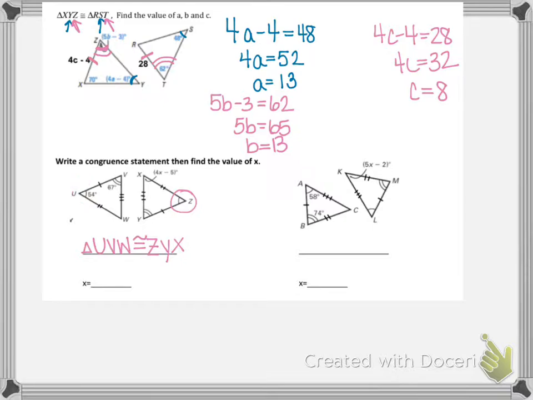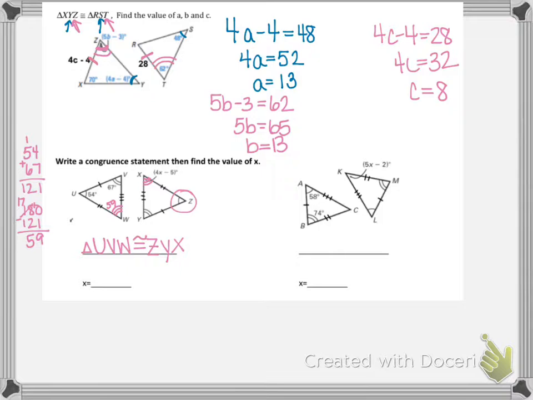So now we know that X and W are corresponding. So what we're going to have to do is find out what angle W is. So I will take 54 plus 67. So let's see. It's 121. Take 180 minus 121. I'm left with 59. Alright, so it's going to be 59 right here.